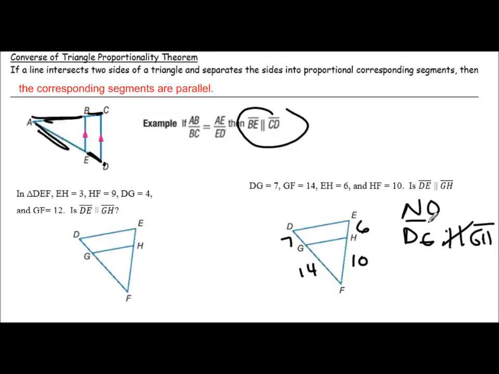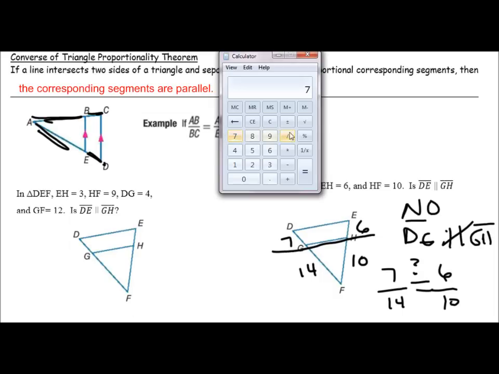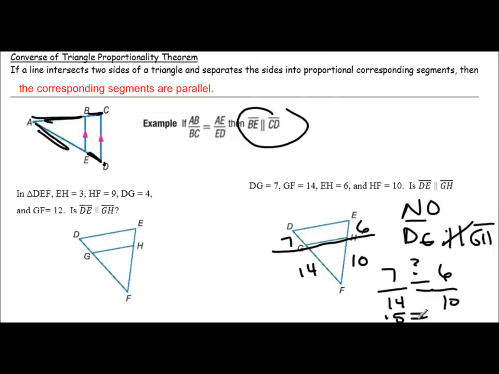Not parallel to GH, because if you set up the proportion, you get 7 over 14, and you're asking yourself, does 7 over 14 equal 6 over 10? Well, 7 over 14, if you put it in your calculator, 7 divided by 14, that gives you 0.5. And 6 divided by 10, that gives you 0.6. And we know that 0.5 does not equal 0.6, so these are not proportionate, so the lines are not parallel.